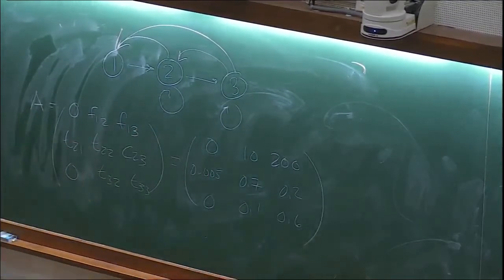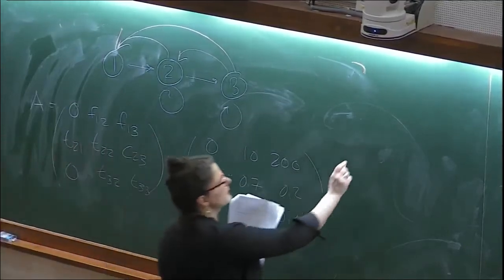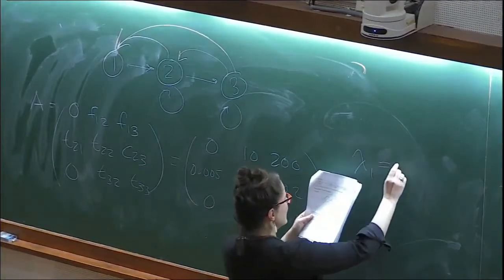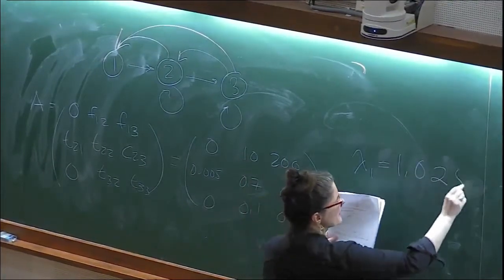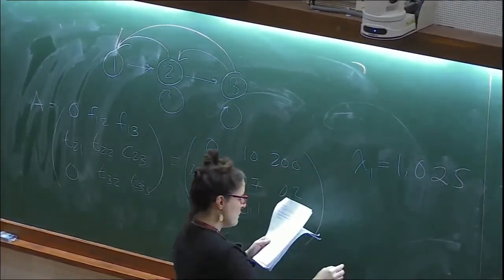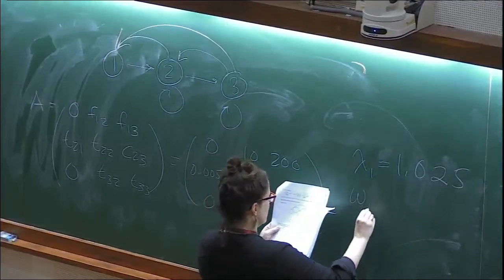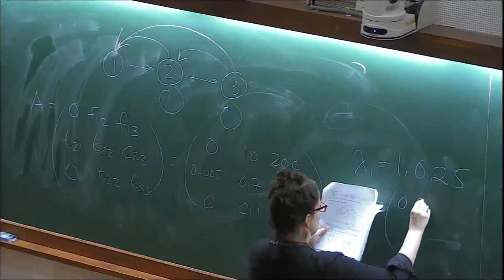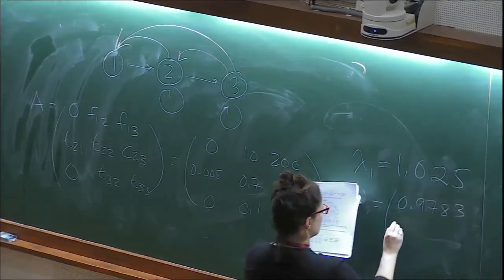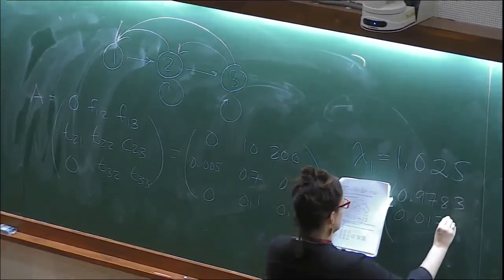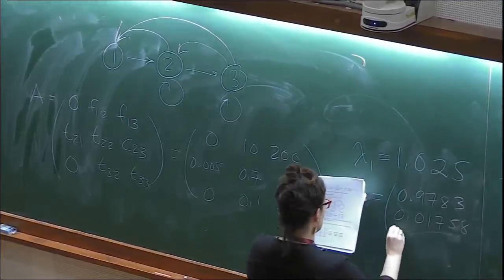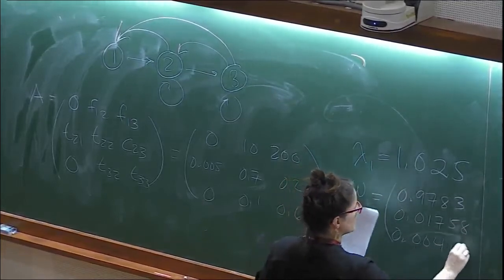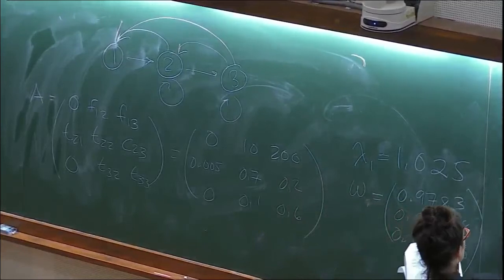Okay, that's the transition matrix. I cheated, I used Mathematica, I didn't do this by hand. The leading eigenvalue for this is a growing population. The right eigenvector for this leading eigenvalue, and the left.